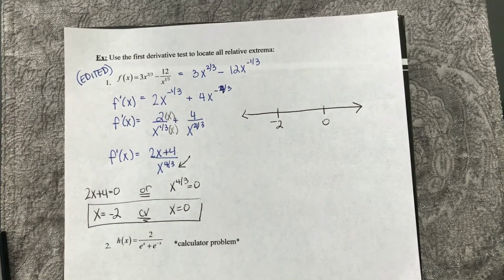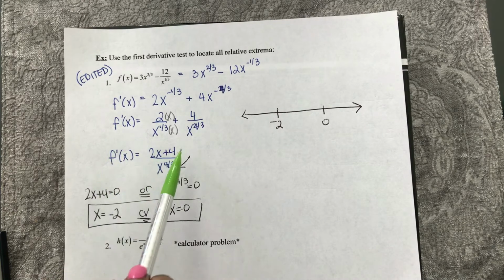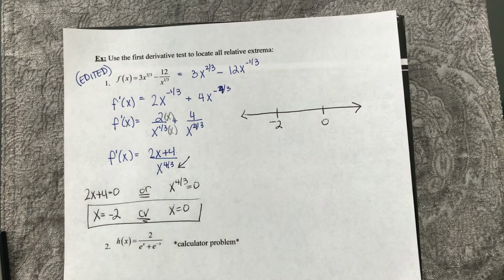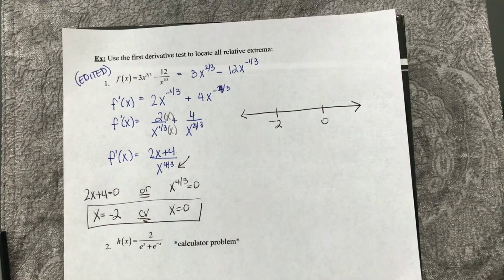Now, remember to find our critical values, not only do we need to find when our numerator is equal to 0, but also when our derivative is undefined or when the denominator equals 0. So we actually have two critical values here, one at x equals -2 and one at x equals 0.